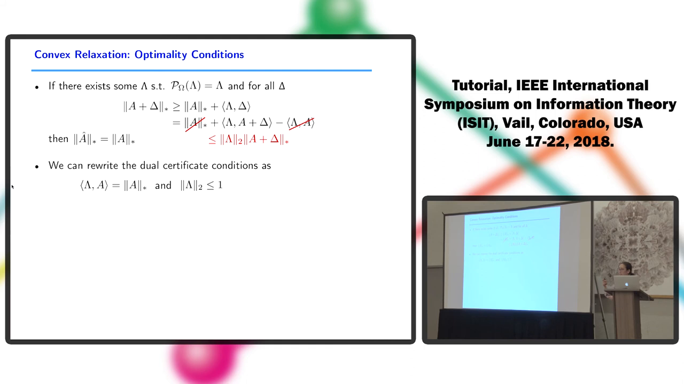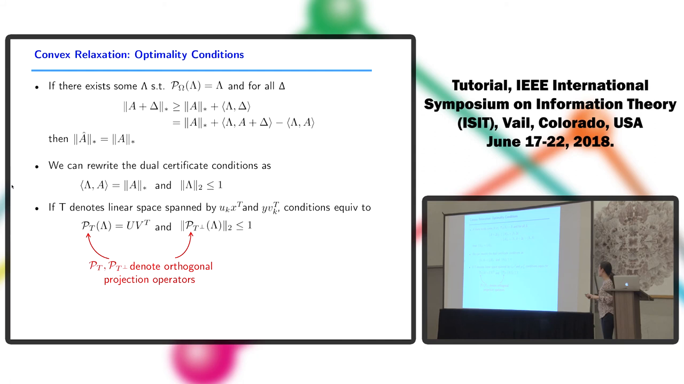And another convenient representation is by introducing this linear space T. So let T denote the linear space that's spanned by the left singular vectors U multiplied by any arbitrary vector X, and the right singular vectors V multiplied by any vector Y. So T is just the space that's spanned essentially by the left and right singular vectors of matrix A. Then, in fact, these two conditions are exactly equivalent to these two conditions. P sub T denotes the orthogonal projection of a matrix onto the space T. And this operator, P sub T perp, denotes the orthogonal projection of the matrix onto the space orthogonal to T.